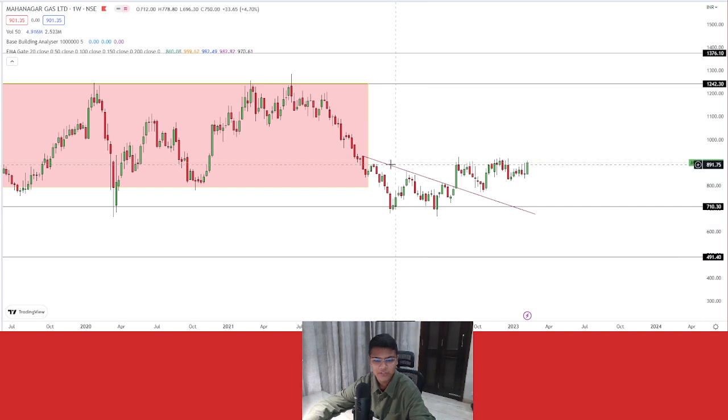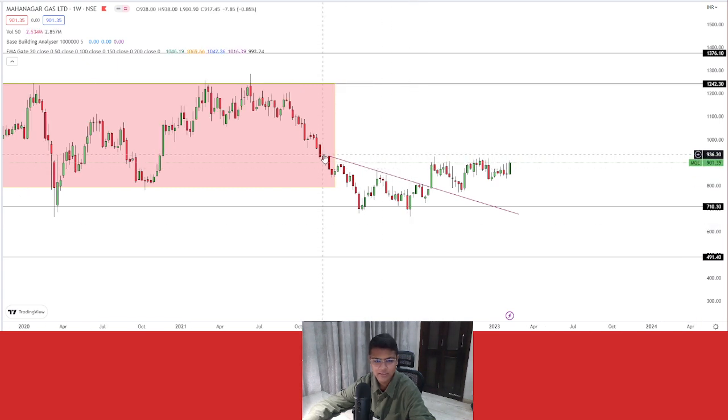So what I observe here is the stock was in a downtrend. It was making lower lows continuously up to these levels. I'll just take a pen. This was a high, this is a lower high, this is another lower high, this is a lower low, and this is a lower low.